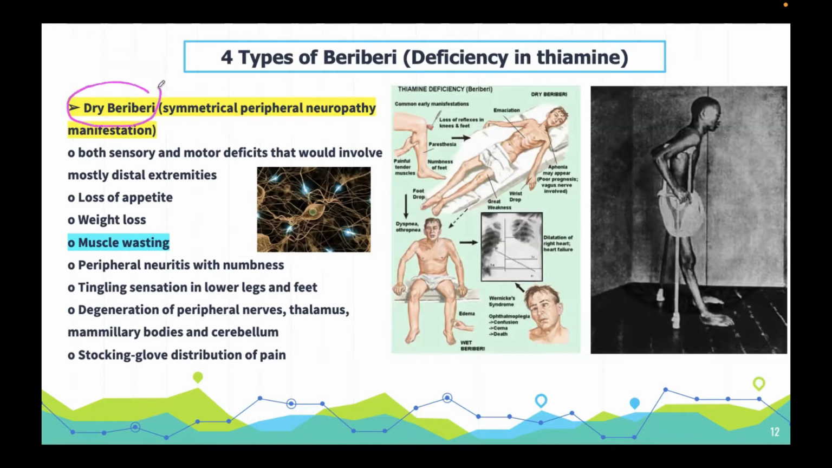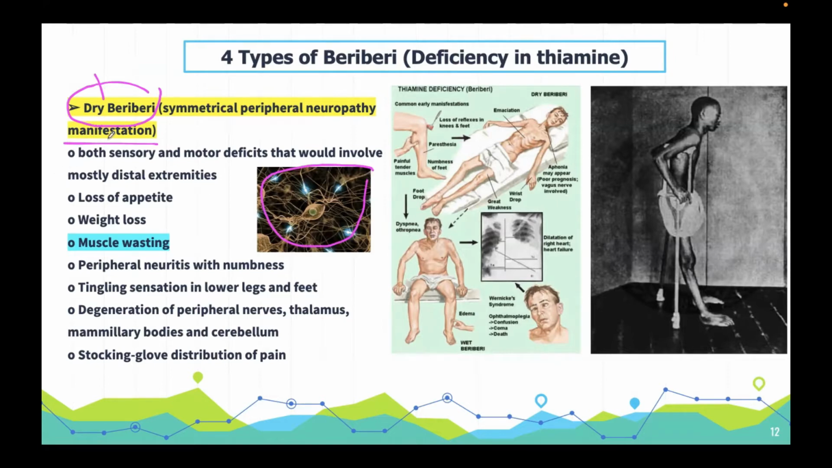Dry beriberi is asymmetrical peripheral neuropathy manifestation. Okay? It affects your nerve impulses. Tandaan, pag dry beriberi, mainly mga nerves natin yung involved dyan. Huwag niyo pong kalilimutan. Both sensory and motor deficits that would involve mostly distal extremities.